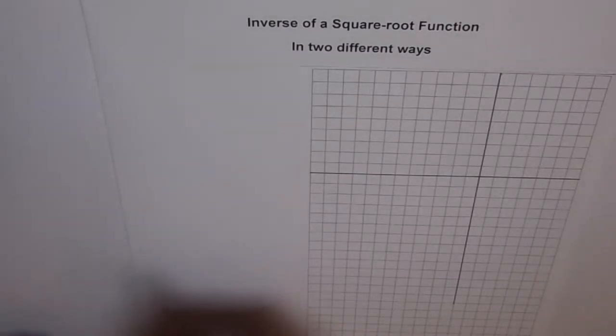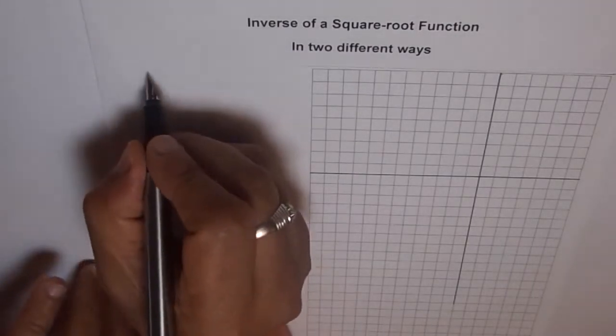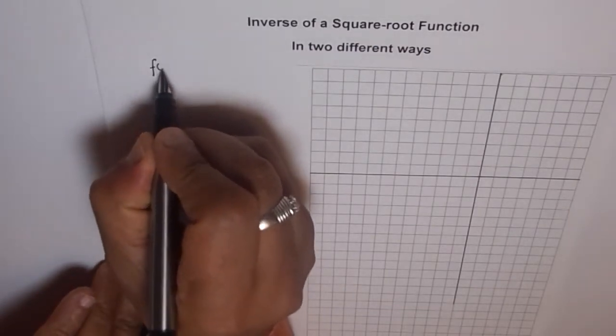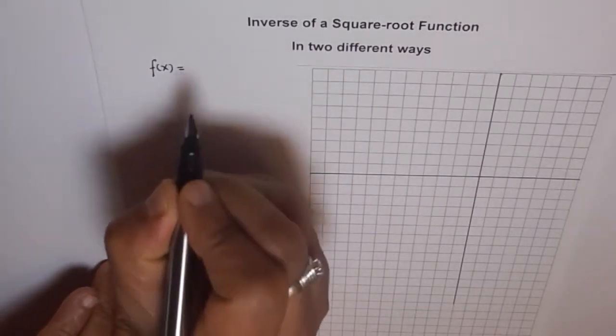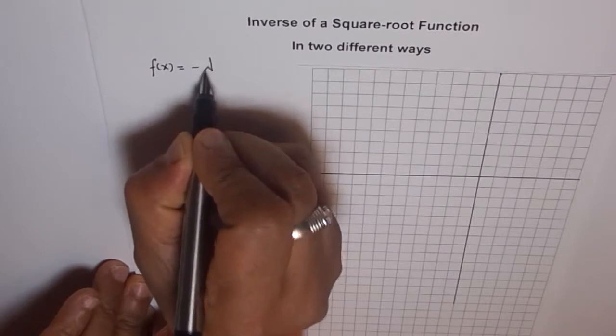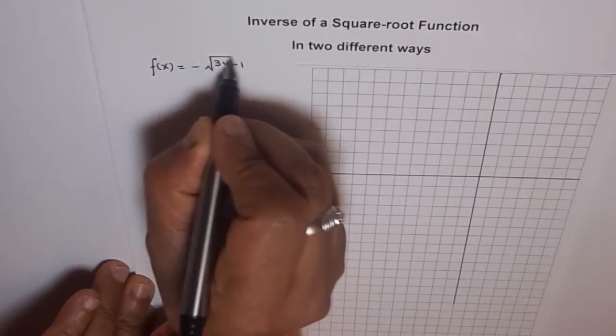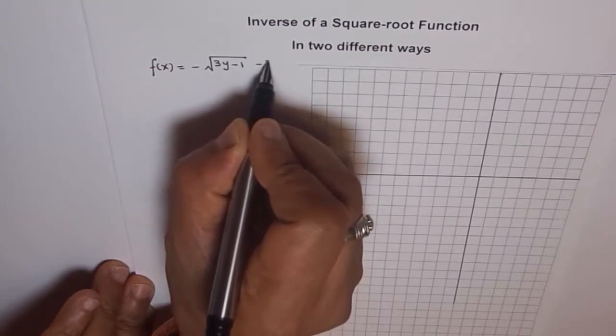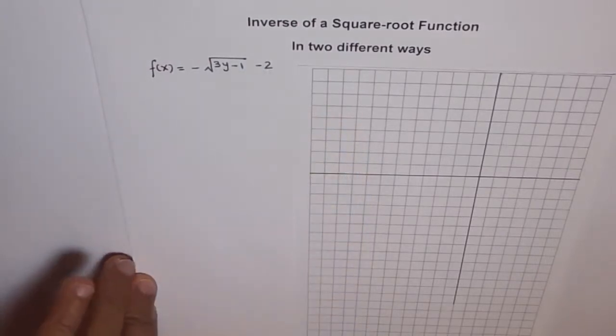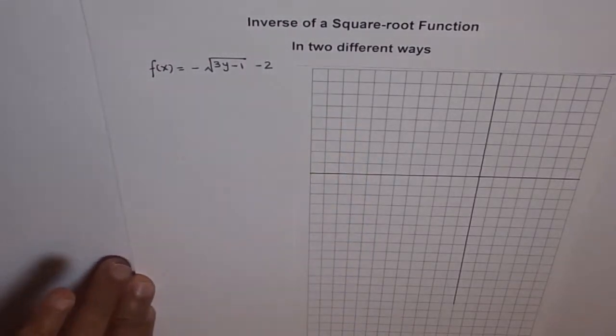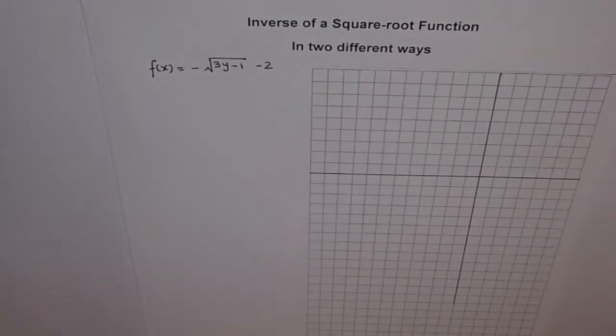Let's say the function is f of x is equal to minus square root of 3x minus 1, minus 2. This is my square root function, and I need to find the inverse of this function.